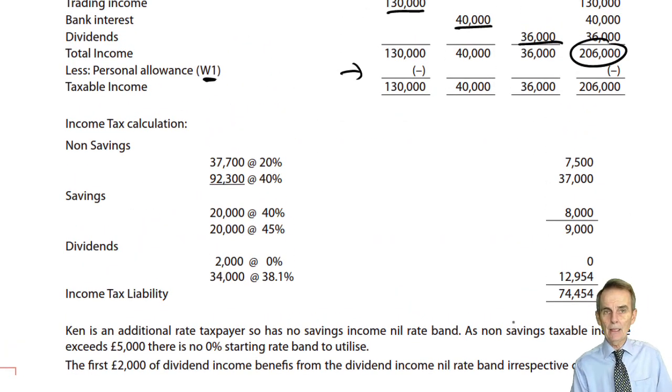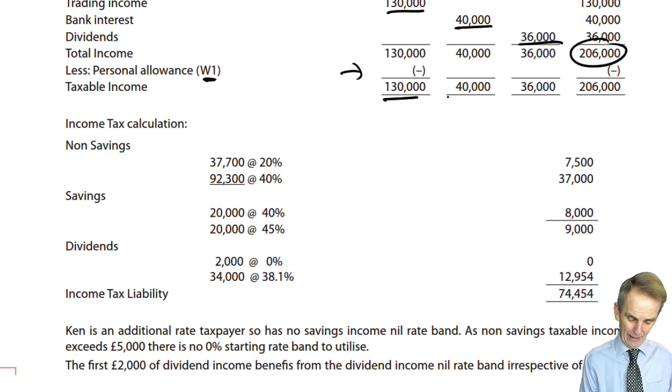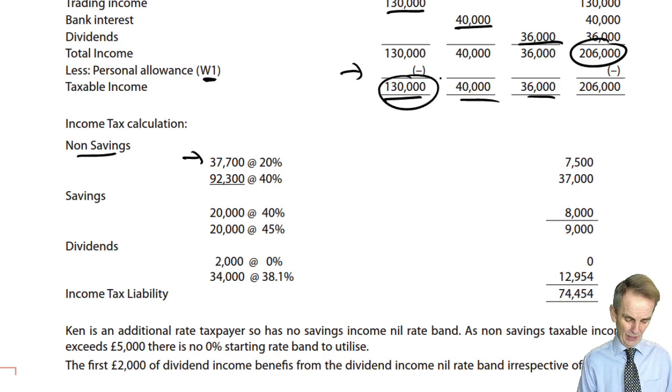But back to the calculations now. Our levels of income were also the same levels in the same categories of taxable income, which we see here. So non-savings, as it always is, first, up to the basic rate band limit at 20%. The excess above that, up to 130, is at 40%.